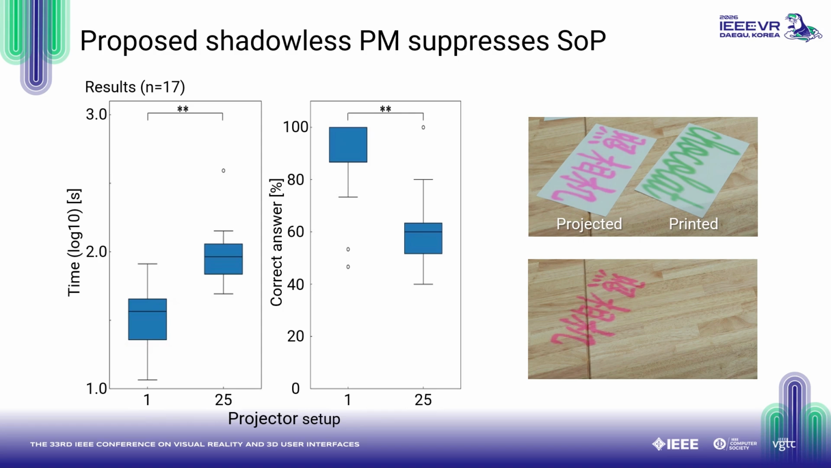The 25 projector condition resulted in task times about 20 times longer and accuracy 30% lower than the single projector condition. These results demonstrate that the proposed shadowless projection mapping system is capable of suppressing sense of projection, allowing the projected content to be perceived as variations in the surface's reflectance properties.